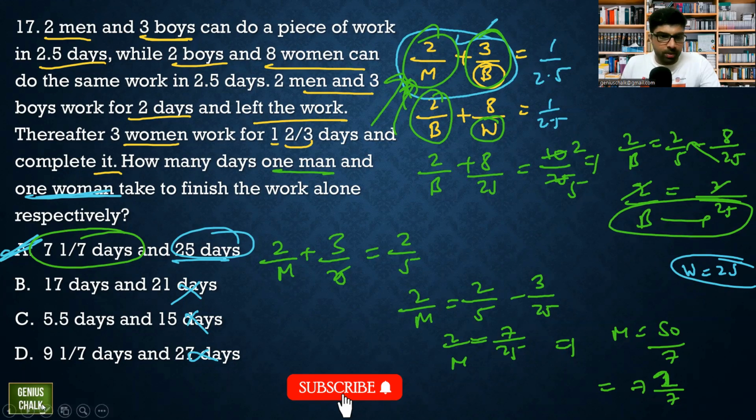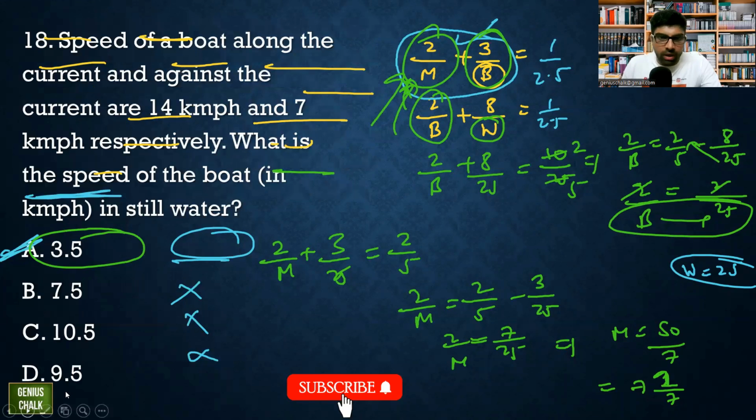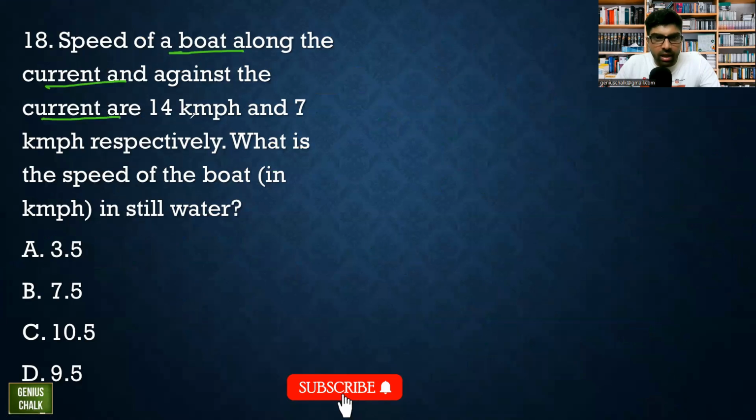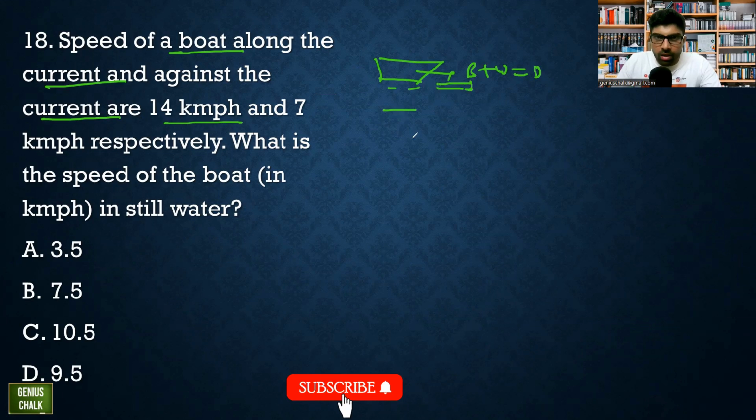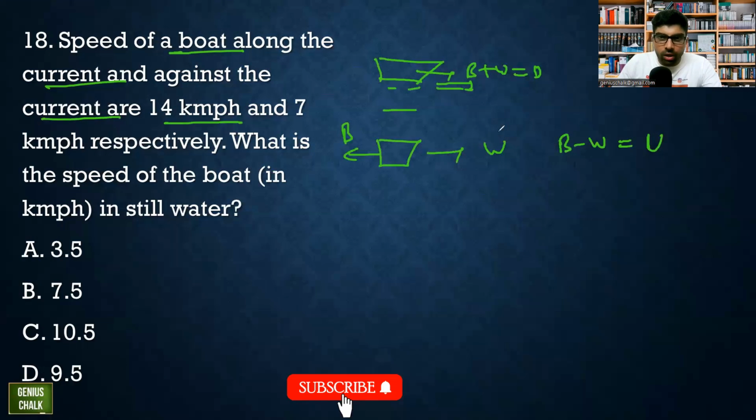And it's a together work, right? So it's a must-do question. Next one is from boat and stream. The speed of a boat along the current and against the current are given. You know that this is your boat. When it goes with the flow, it is called downstream. Suppose the water is also going in the same direction as the boat, this is called downstream. Boat minus water is called upstream. Here the water is also called the current.